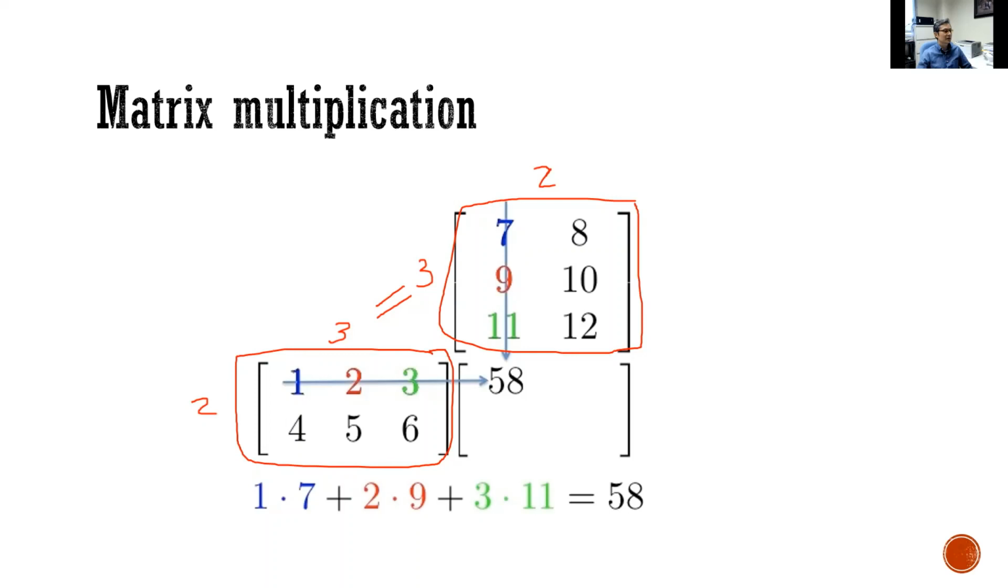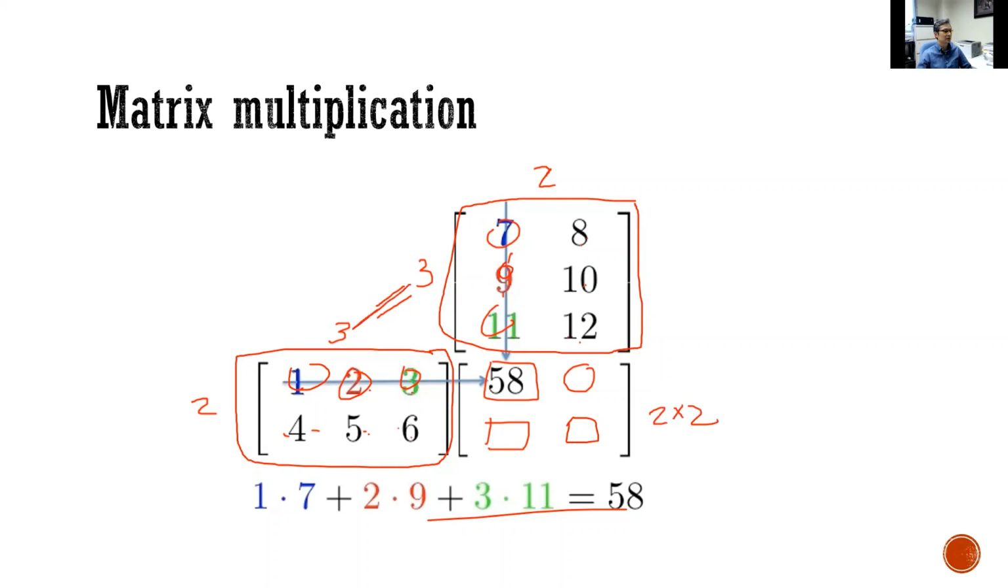Then you multiply this position by that, this position by that, and this position by that, and then you sum them together to get the value. Then you do the same for these three numbers against these three numbers to get the value here, and these three numbers against those three numbers to get the value here, and these three numbers and those three numbers to get the value here. So after the matrix multiplication, the product of these two matrices becomes a 2 by 2.